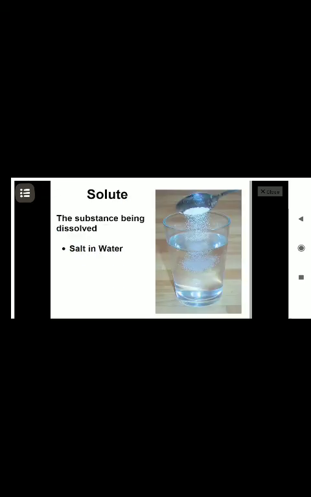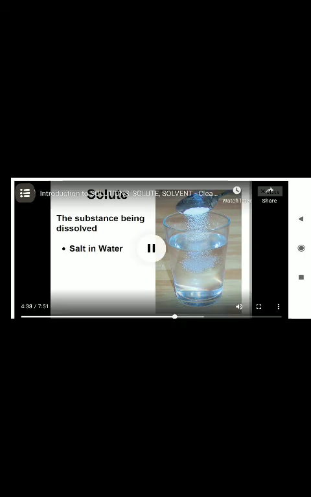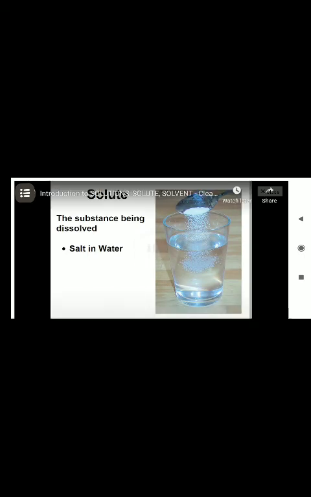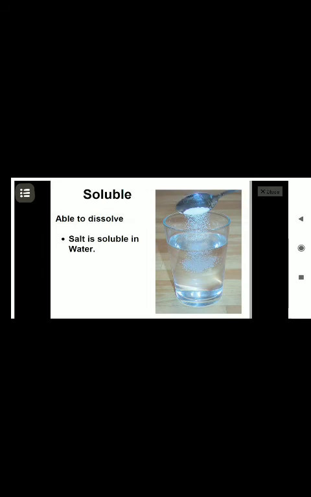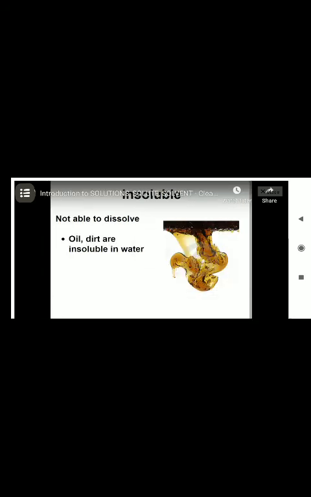When we discuss solutions, there are two keywords, solute and solvent. The solute is the substance that is being dissolved. In the picture to the right, the salt will be the substance that is being dissolved in the water. Therefore, the salt is the solute. Salt is soluble in water because salt can dissolve in water. Oil does not dissolve in water, it will separate and float to the top. Therefore, it is considered insoluble.